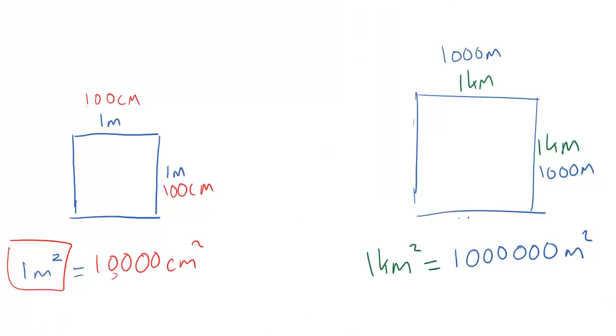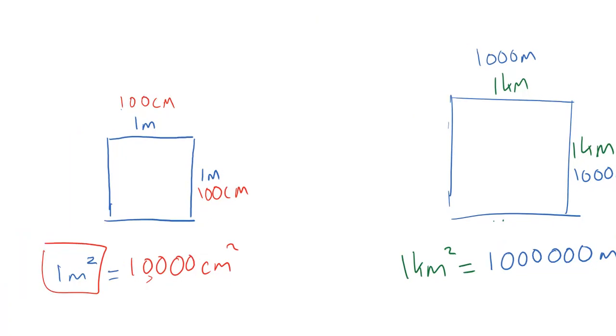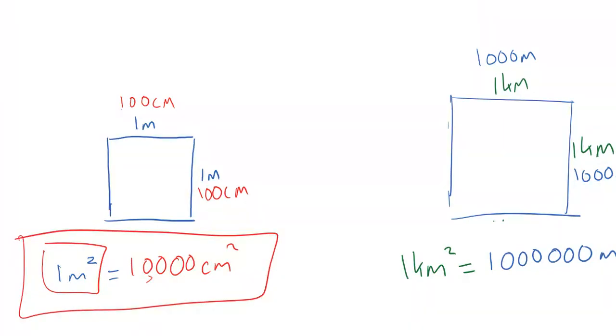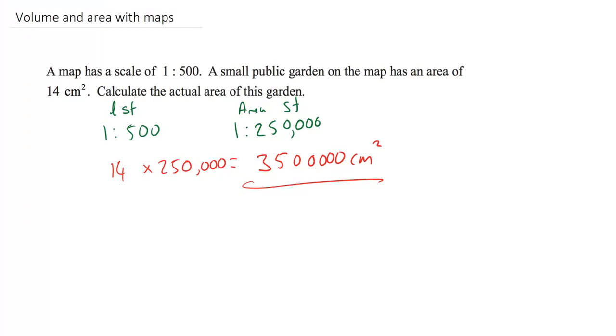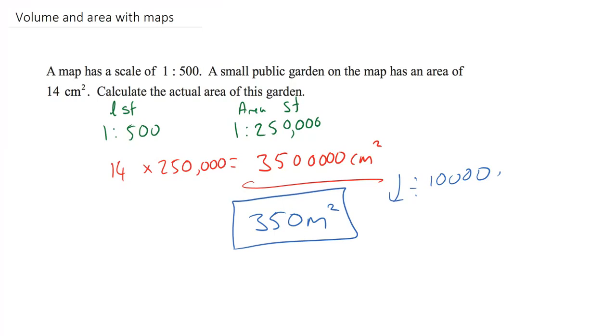Now, with that in mind, let's go back and see if we can use one of these conversions to help us work this out in a more simplistic way. So we're going to use that 1 meter squared is 10,000 centimeters squared. So all I now need to do with this example is divide it by 10,000. So really, in essence, I'm taking off 4 zeros. So my answer is going to be 350 meters squared. Okay, hopefully that made a bit of sense.